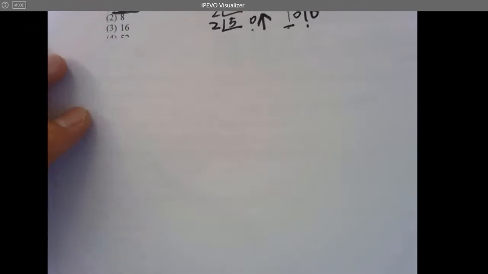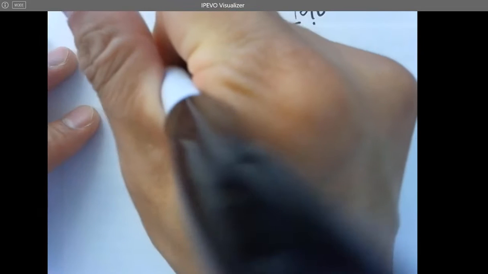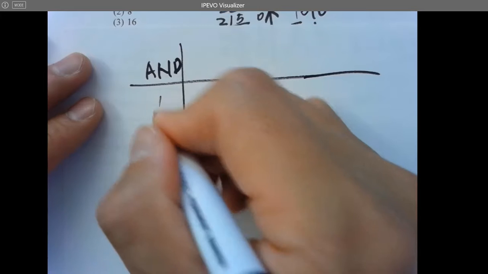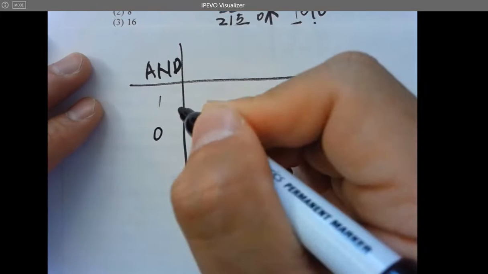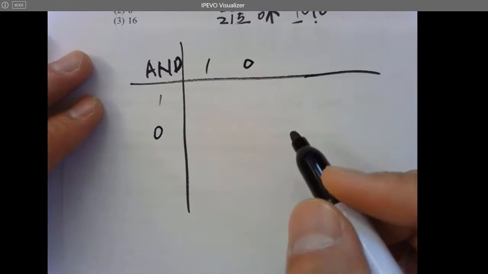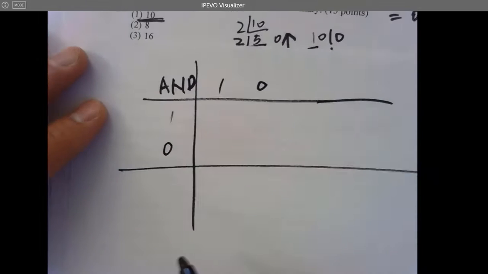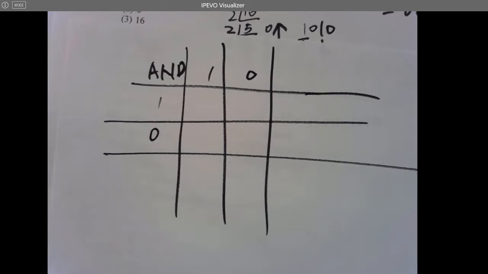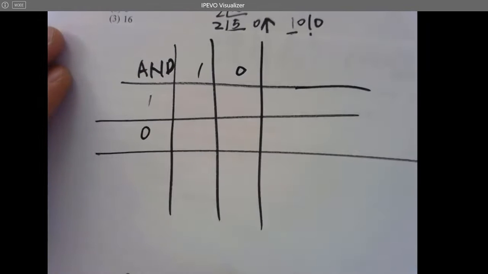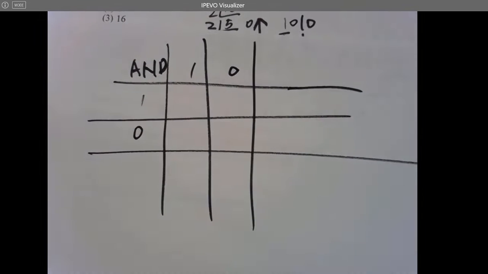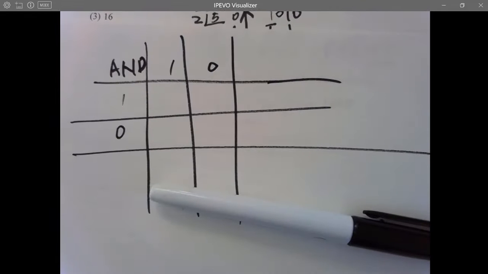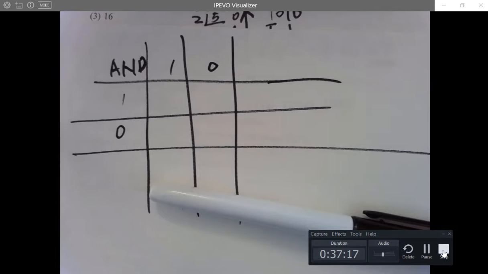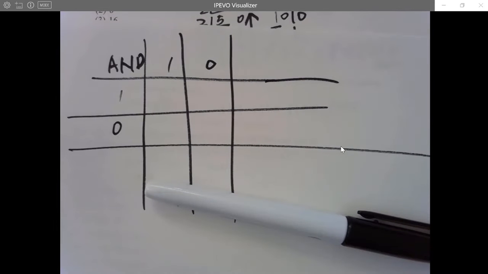Let's draw the chart for the AND logic. 1 0, 1 0. Should have a break, right? Let's have a break. 5 minutes break. We'll come back. Let's come back at 42 on your smartphone. This is a required policy from the college.